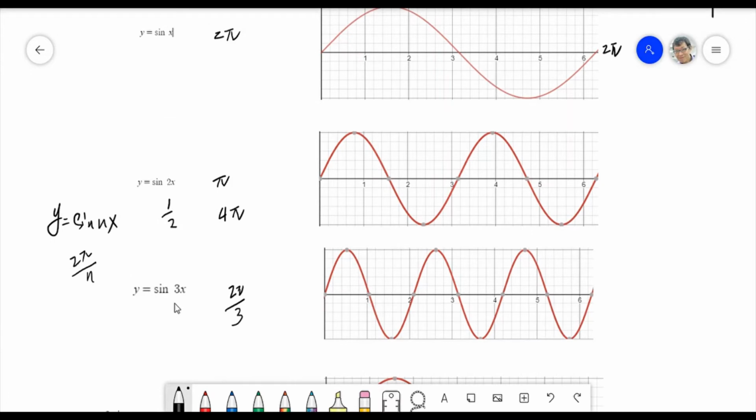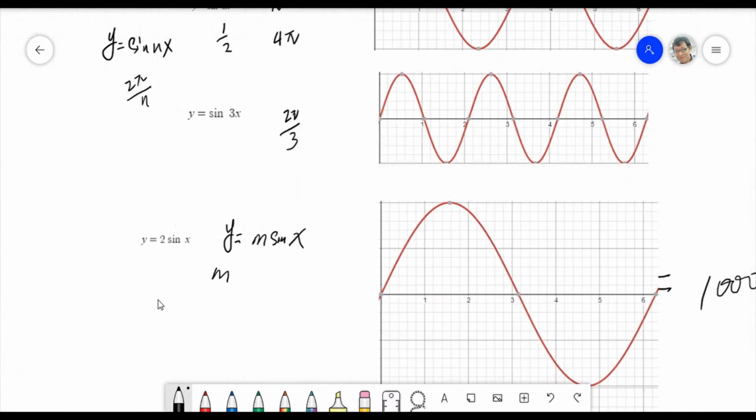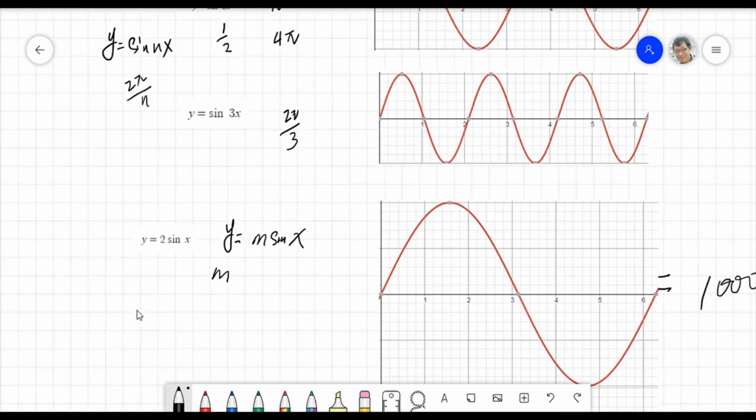Here I have 3, right? Then you can see in 2 pi, they already have 3 frequencies. So one frequency is 2 pi over 3, right? But the others have no change, right? Okay, let's look here. I changed.